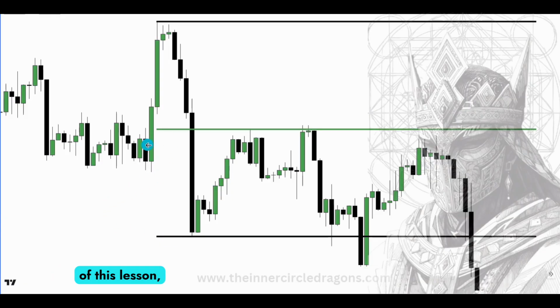But for the purposes of this lesson, we have our dealing range high up here, which is our highest high, and we have our dealing range low here, which is our lowest low. Now, if we split this range in half, we have our midpoint or our equilibrium level. Above this equilibrium level, we have our premium range. And below this equilibrium level, we have our discount range.